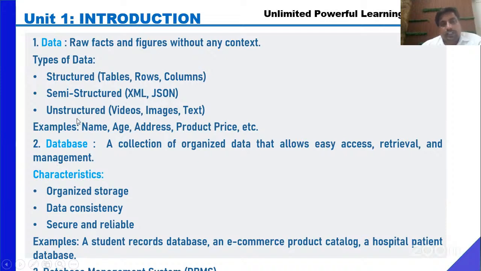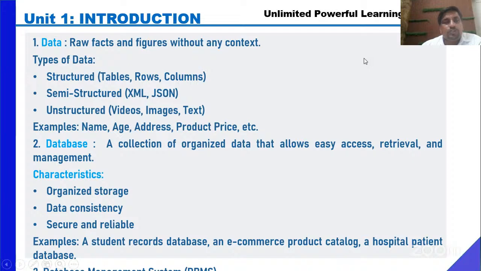Whereas unstructured data may be videos, images, or someone's review, comments, which is text. So this is called unstructured data. All three types of information we call data only. That means name, age, address, product price. All these things are information we call data, which is also called a known fact which has an implicit meaning.